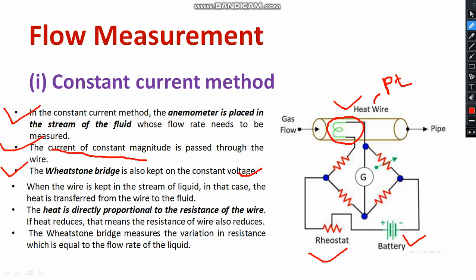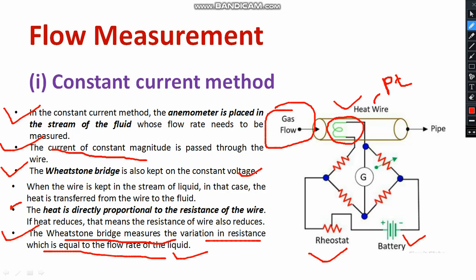When the wire is kept in the stream of the fluid, heat is transferred from the wire to the fluid, and the heat loss is related to the resistance of the wire. Here the current is kept constant while the gas or fluid flow changes, so the wire resistance varies. The Wheatstone bridge measures the variation of the resistance, which corresponds to the flow rate of the liquid. Please underline the statement: the changes in resistance are directly proportional to the flow rate Q of the liquid. So R depends directly on the discharge Q.